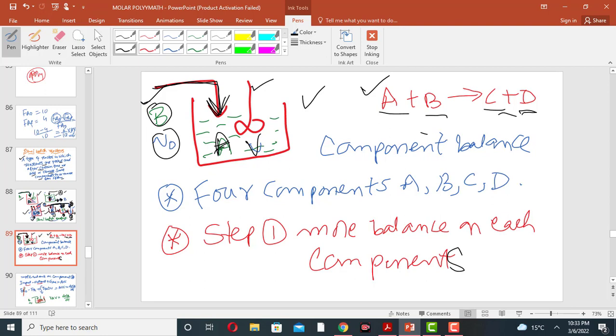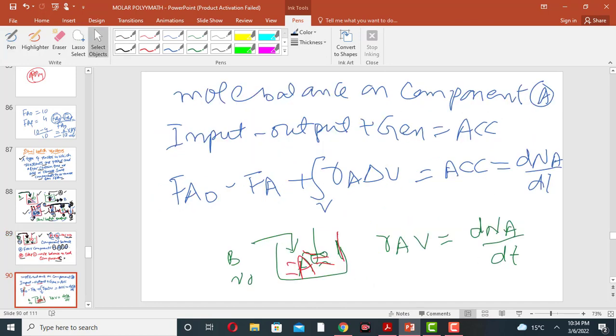First of all we will write the mole balance for this general reaction. This is a general irreversible reaction in which reactant A plus B gives C and D. First we will write the component balance on the components: four components, component A, component B, component C and component D. The first step is to write the mole balance on each component.